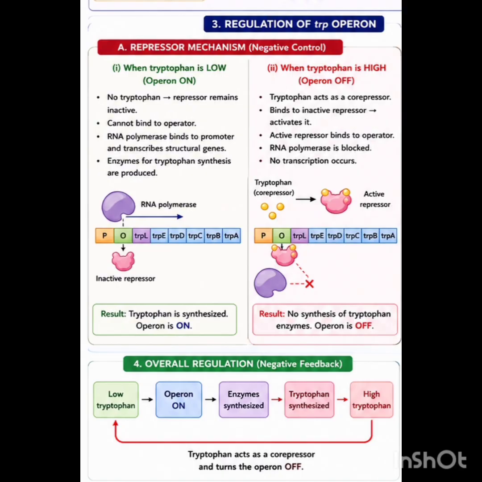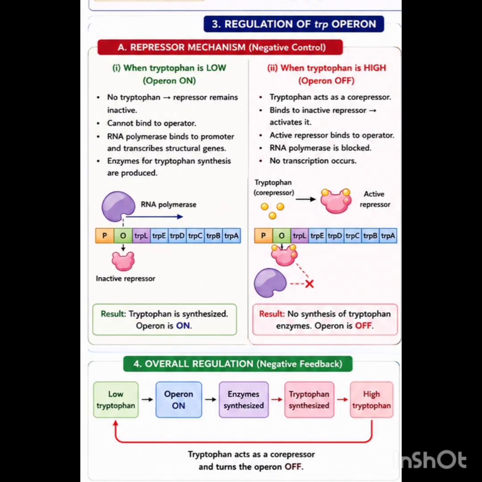Polycistronic mRNA containing the coding sequences of trpE, trpD, trpC, trpB, and trpA is produced. This mRNA is translated into enzymes that catalyze the biosynthesis of tryptophan. As a result, the intracellular levels gradually increase. Thus, when tryptophan is deficient, the operon remains active and enzyme production continues.